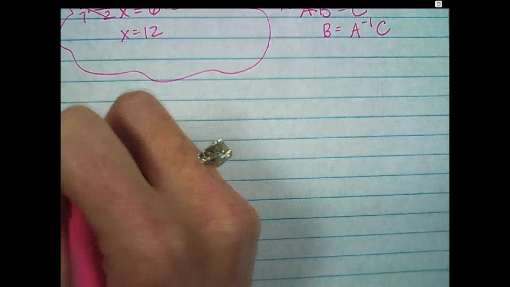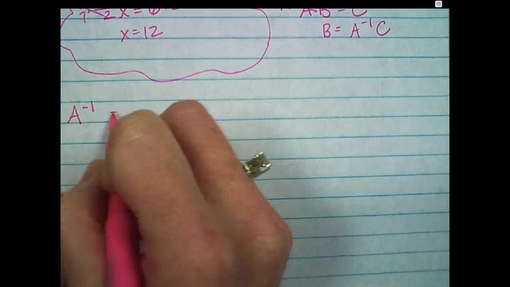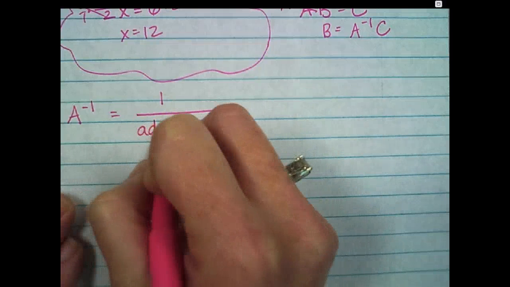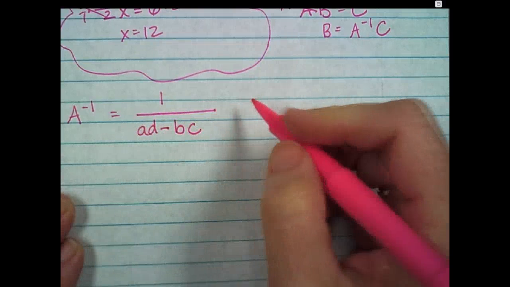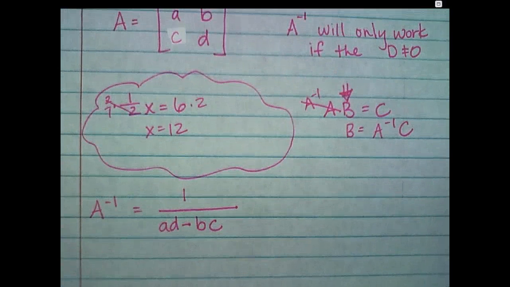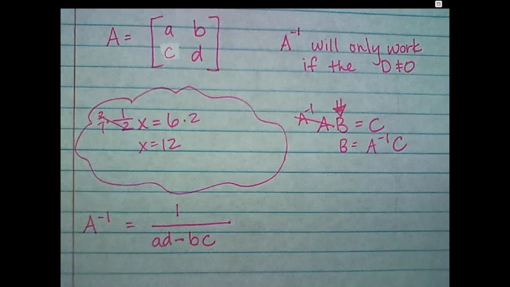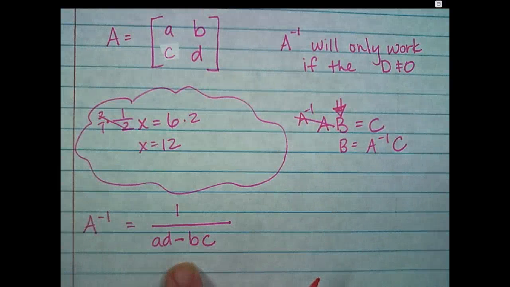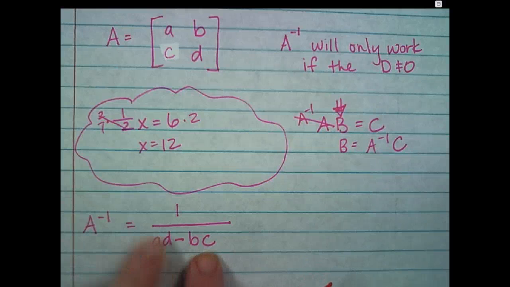To find an inverse by hand, you have to take 1 over AD minus BC. I really need both of those to fit on the screen at the same time, so I'm going to slide this down a little bit, just for a second. So let me show you where I got this. Watch. If this is my original matrix A, and I want to find A to the negative 1, or the inverse, I need 1 over AD minus BC. This is AD, minus BC.